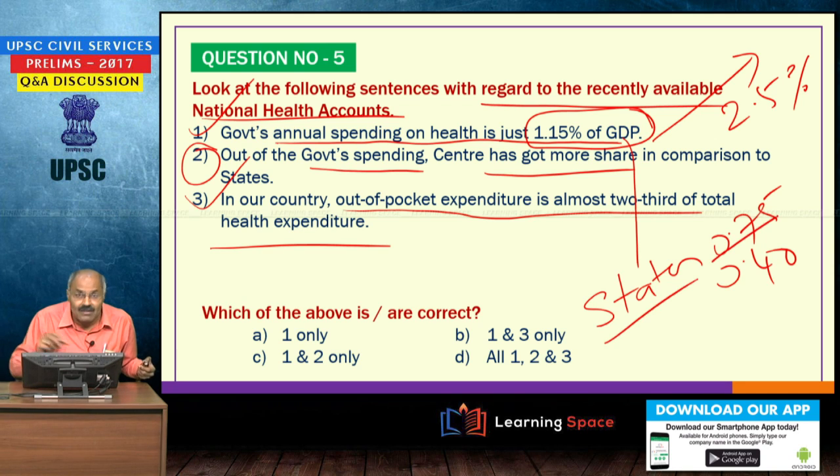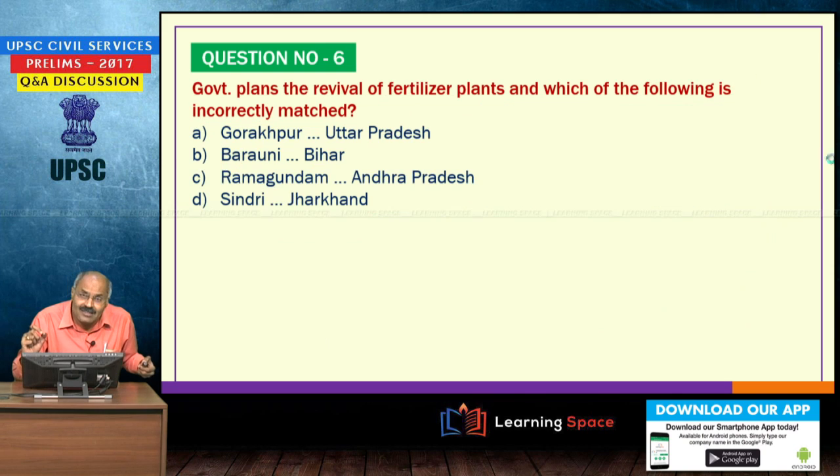State's share is 0.75% of GDP, center's share is 0.4% of GDP. So, total is 1.15% of GDP, and please do not forget, as per the National Health Policy, 2.5% is to be attained by 2025, right.